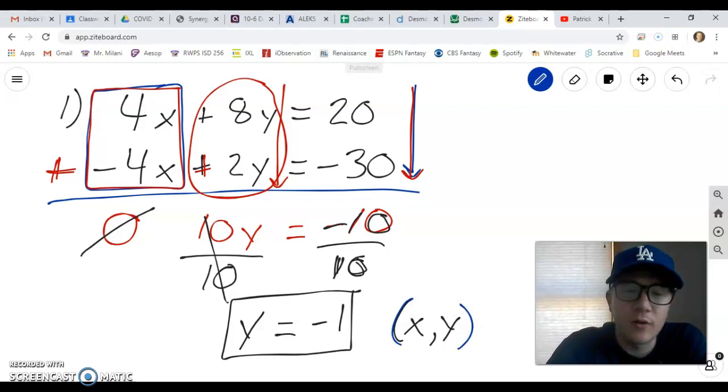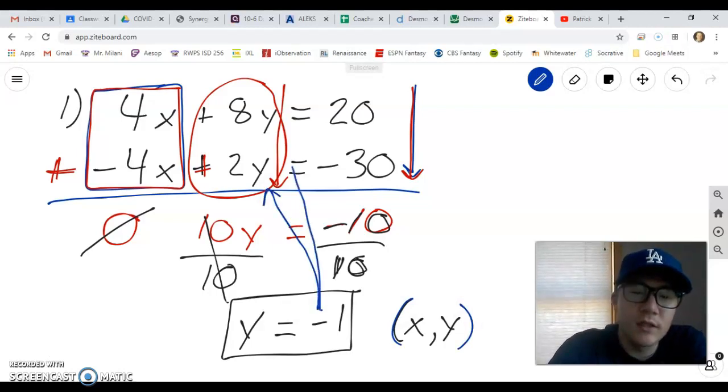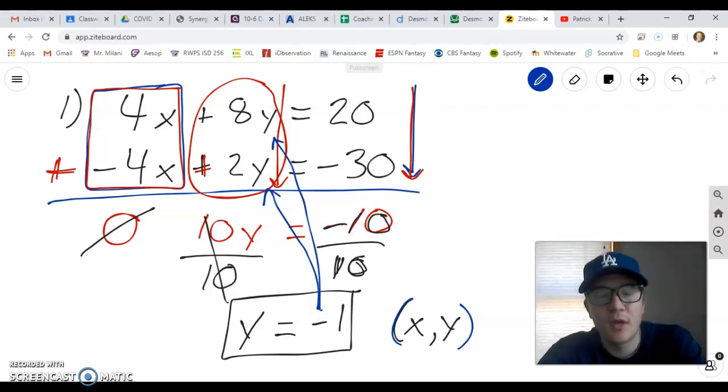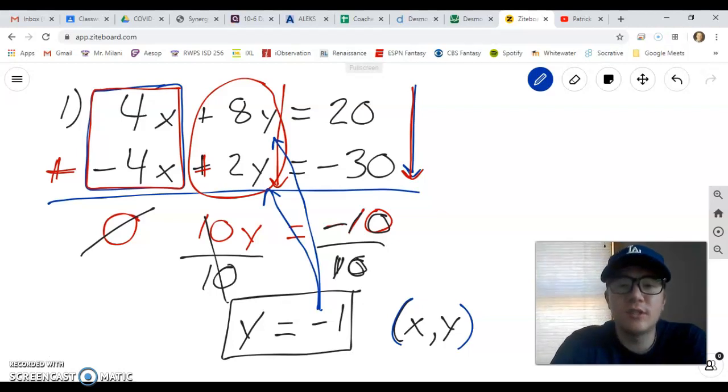the y that you found, and you're going to go plug it in for one of the y's in the equations up top. You're going to plug that in somewhere up top. Doesn't matter which equation you use. Let's use this top one.